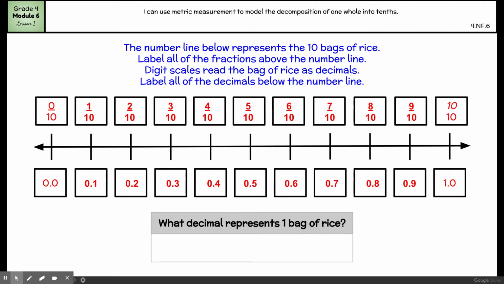Awesome. So friends, what decimal represents one bag of rice? Let's go back. Remember, these are 10 bags of rice. So let's go back to 1. Oh, yes. And we're looking for what decimal represents one bag. It is 0.1 of a kilogram. That is one bag of rice as a decimal.